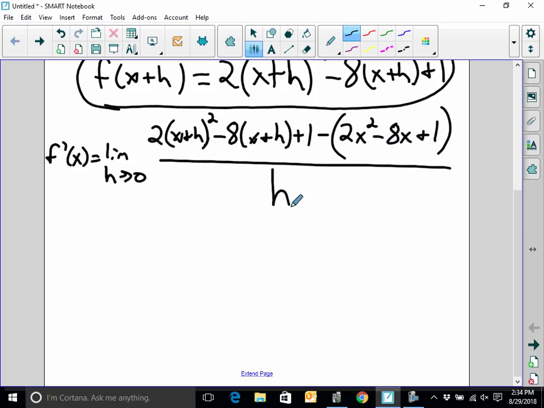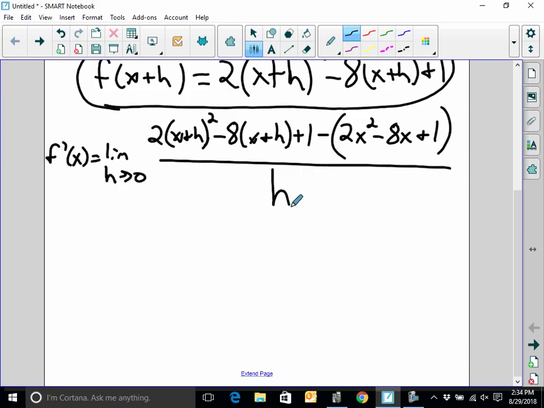So again, we knew this was going to start looking ugly, but take a look. Those first 3 terms we see there, 2 parenthesis x plus h squared minus 8 parenthesis x plus h plus 1, is simply f of x plus h. I subbed in for my limit definition with what f of x plus h is in this particular problem. Then I have to subtract f of x.